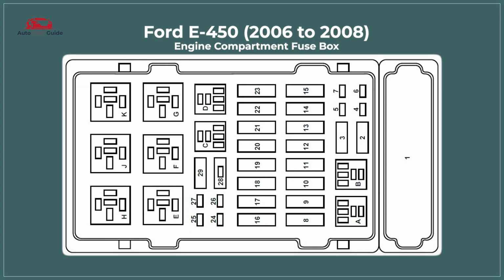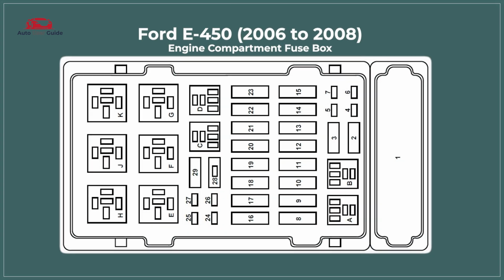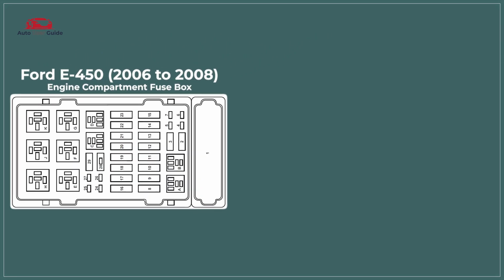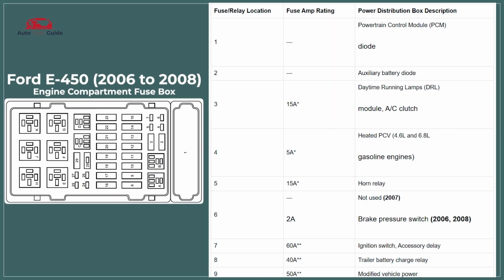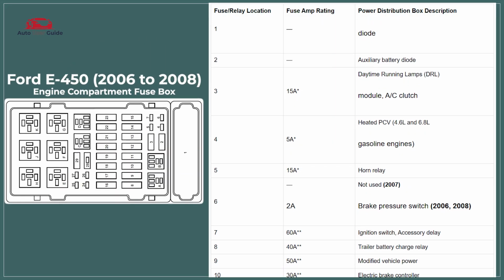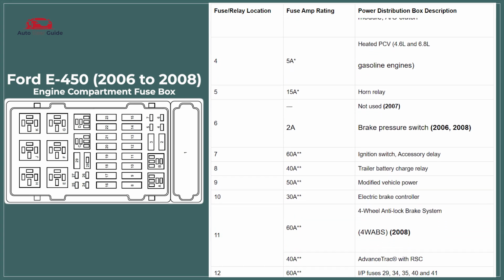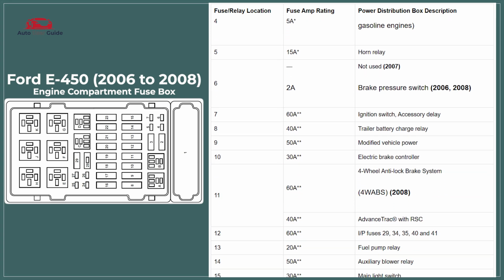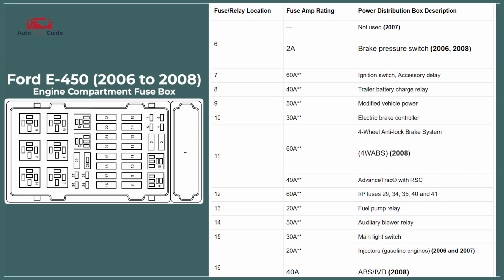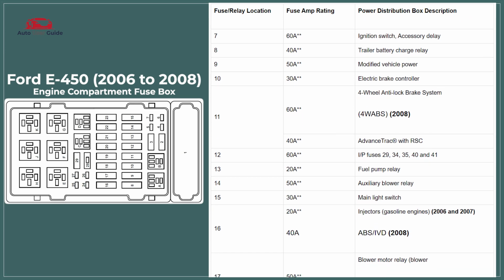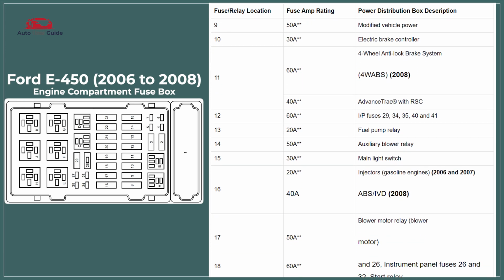The engine compartment fuse box in the 2006 to 2008 Ford E-450 manages high-power circuits including the PCM, fuel injection, starter, cooling fans, and ABS. It includes maxi fuses, mini fuses, and relays tailored for engine and drivetrain components. Organized labeling ensures efficient diagnostics and maintenance.